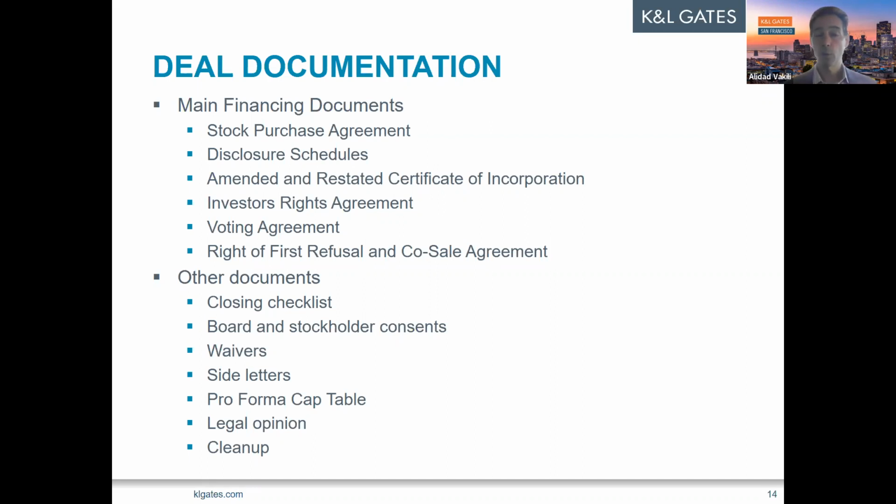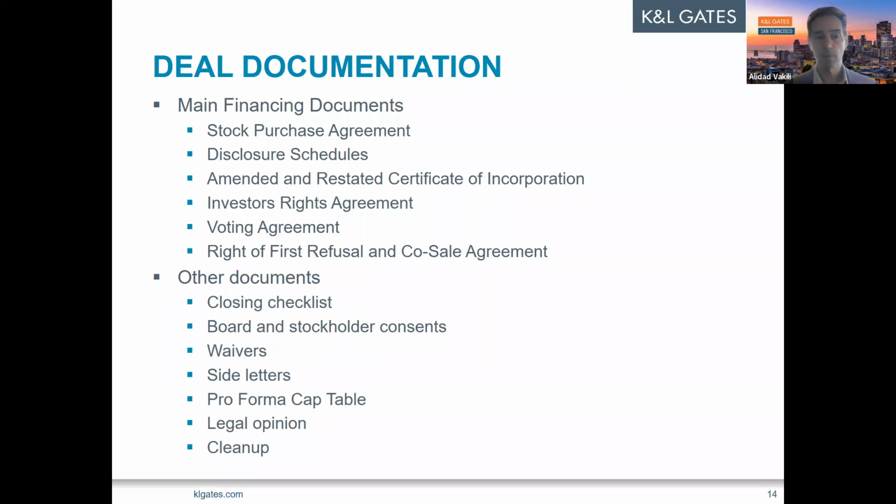You'll need to get board and stockholder consents to do the financing. So you'll need to have those in place. There may be certain waivers you'll need. You may have already agreed with other prior investors that in order to do certain things, you'll need to get their permission or their approval. In some cases, you can get them to waive that. Side letters, which I'll talk about if we have time.